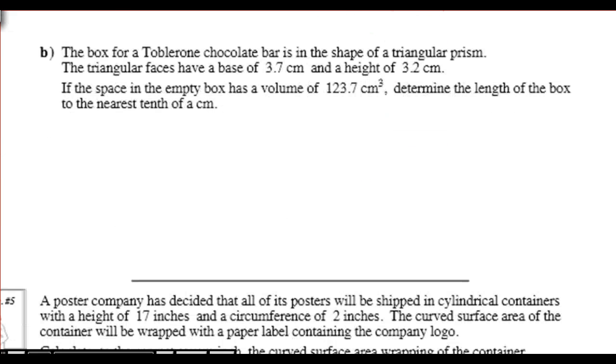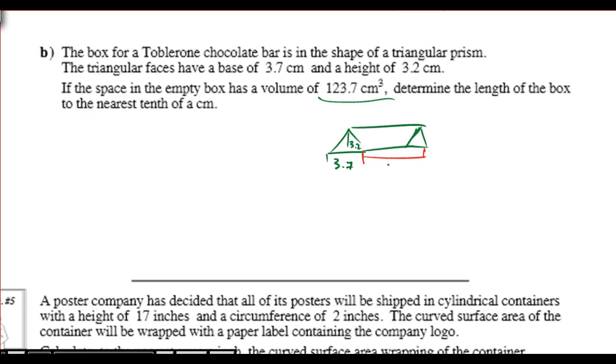All right, let's try some other ones here. The box of Toblerone chocolate bar is in the shape of a triangular prism. The triangular faces have a base of, let me go ahead and draw the little Toblerone here. All right, there's a Toblerone there. The triangular faces have a base of 3.7, that would be there, 3.7, and a height of 3.2. If the space in the empty box is of this volume, determine the length of the box to the nearest tenth of a centimeter. So we're looking for, from there to there, the length of the box.